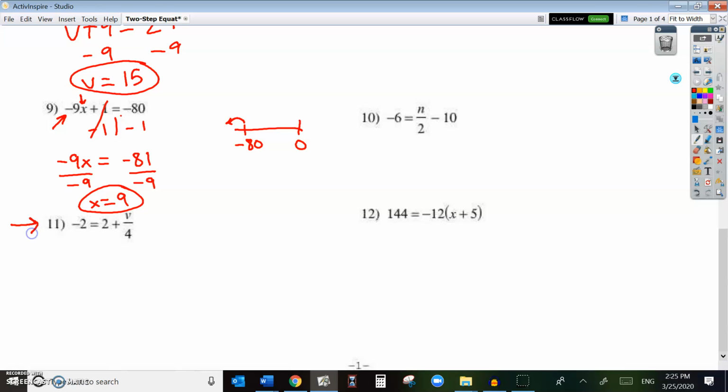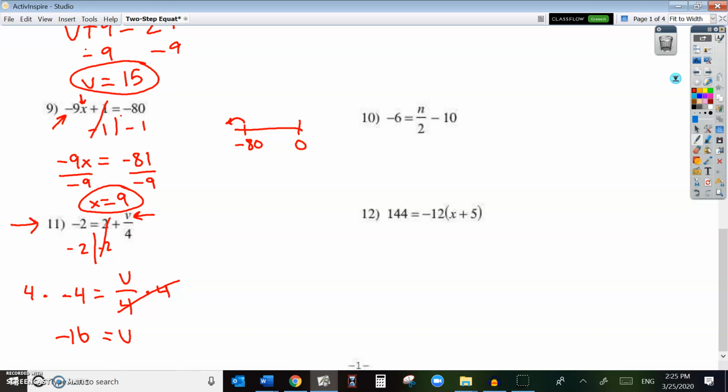Number 11, the variable v has a positive 2 on the same side of the equal sign, and it's being divided by 4. So you need to take away the 2 first. So let's make a line to remember to keep things in balance, and let's subtract 2 from both sides. These 2's cancel. Negative 2 minus 2 is negative 4 equals v over 4. Now v is being divided by 4, so you need to multiply by 4 on both sides.